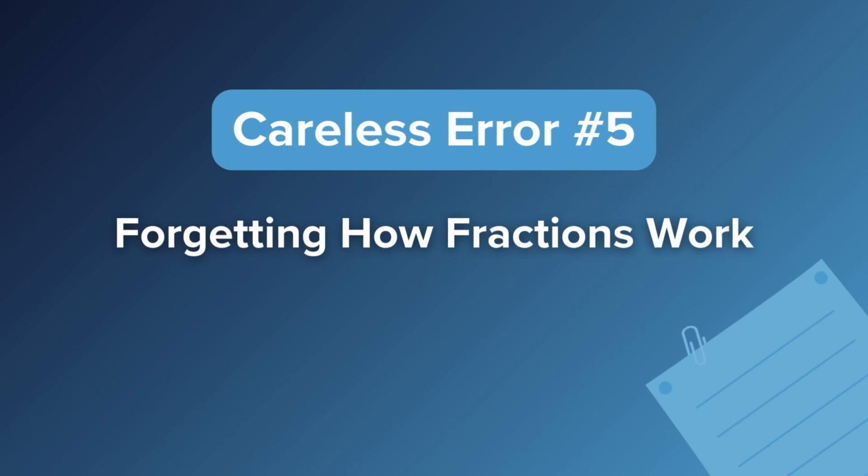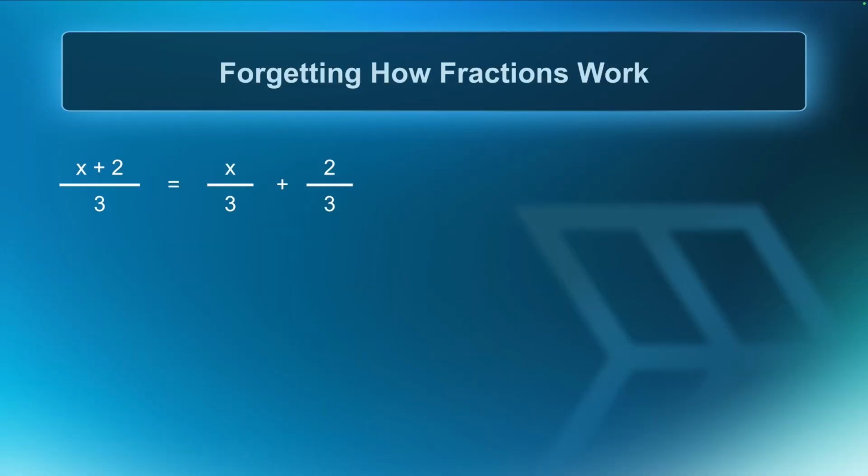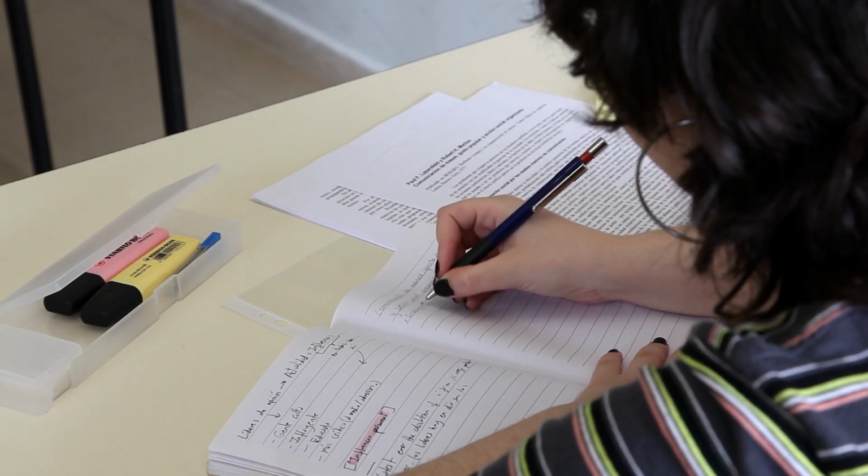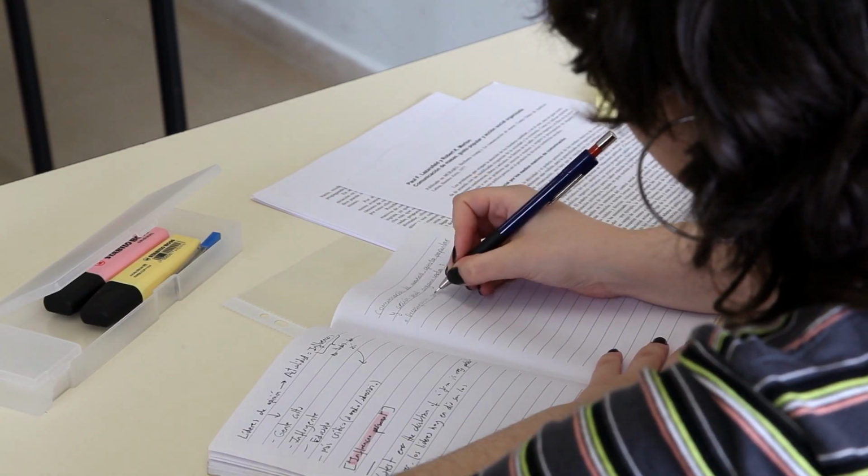Our 5th careless error is forgetting how fractions work. When we have addition or subtraction in the numerator of a fraction, we can distribute the denominator across the terms in the numerator, creating multiple fractions with the same denominator. This is true. However, the inverse is not true. We cannot split a denominator with multiple terms into multiple fractions. Whether this one shows up in the wrong answer choices is going to depend on the problem, but best case scenario, you still end up wasting a ton of time. The best way to avoid this one is by practicing doing it right until it becomes a habit.